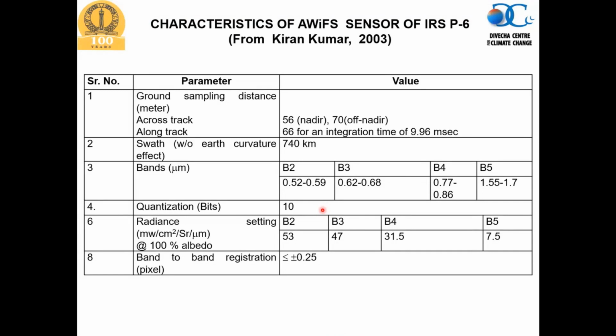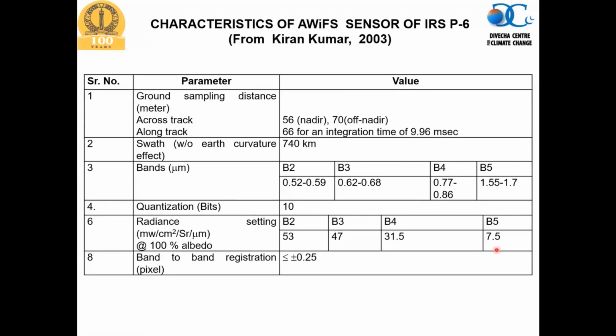So the radiance setting is also very important. Band 2 has 53 milliwatt per centimeter square per steradian per micron. That means it is 100% albedo. That means if the incoming solar radiation is 53 and 100% is reflected, then that is the maximum you expect the satellite to receive. And B3 is 47, B4 is 31.5 and B5 is 7.5.